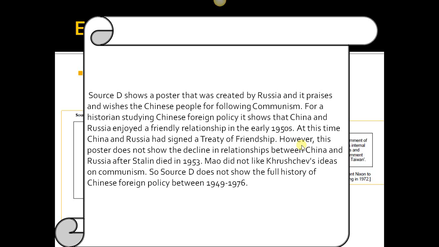Okay, you just get this little view of what went on. A historian studying this might think, China and Russia were great all the way through. No, they weren't. You use your own knowledge and you say, well, they weren't. Okay. So we will move on to the next part.